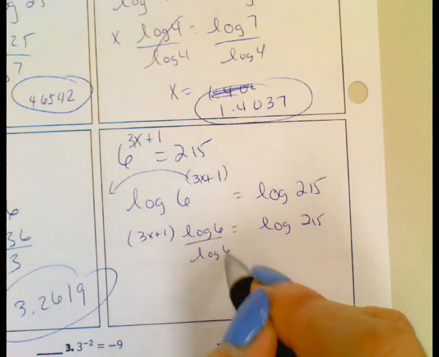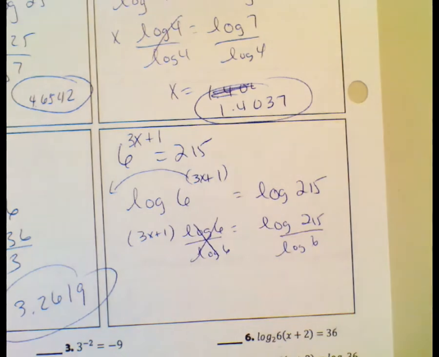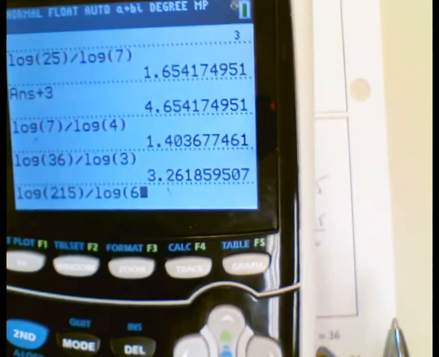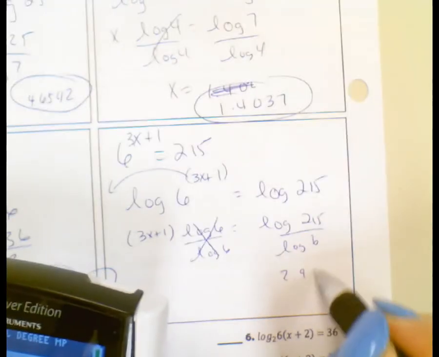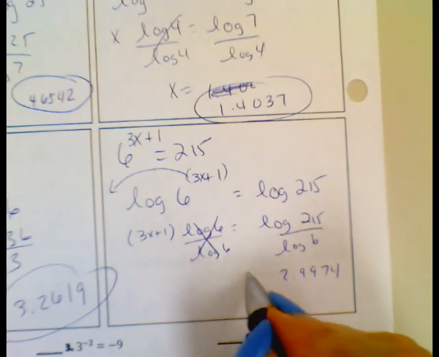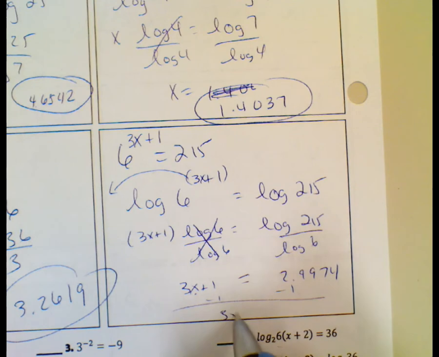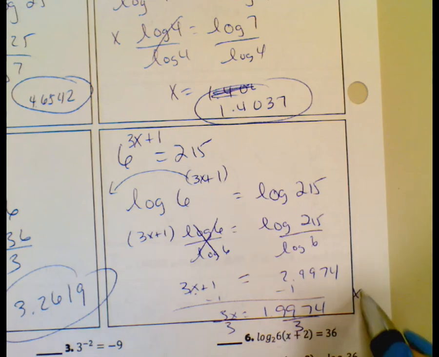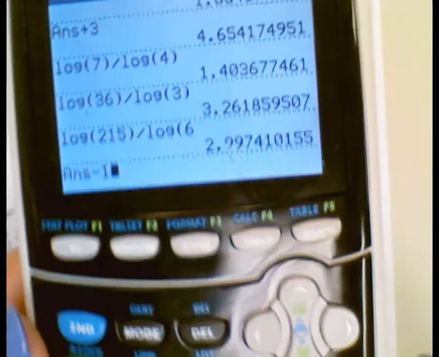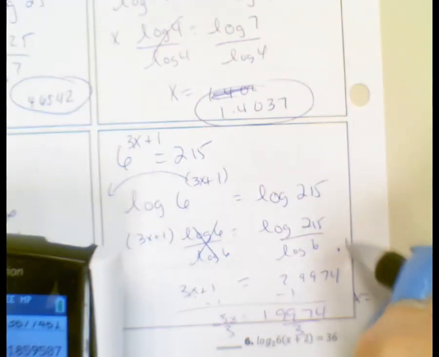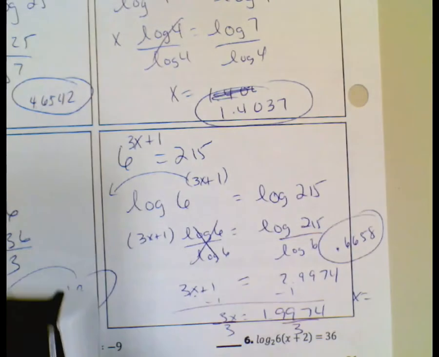Let's divide both sides by log 6. So you got log 215 divided by log 6, which is about 2.9974, equals 3x plus 1. So we're solving for x, so subtract 1. Then divide by 3. So we subtracted 1. Then we divided by 3. So it's about 0.6658 for your answer.